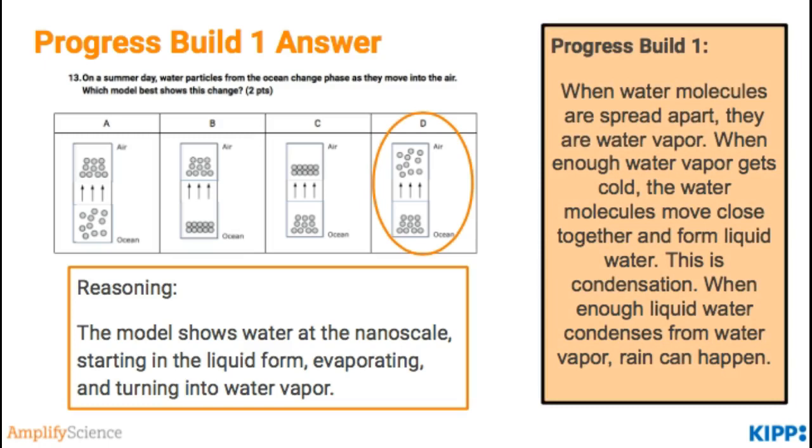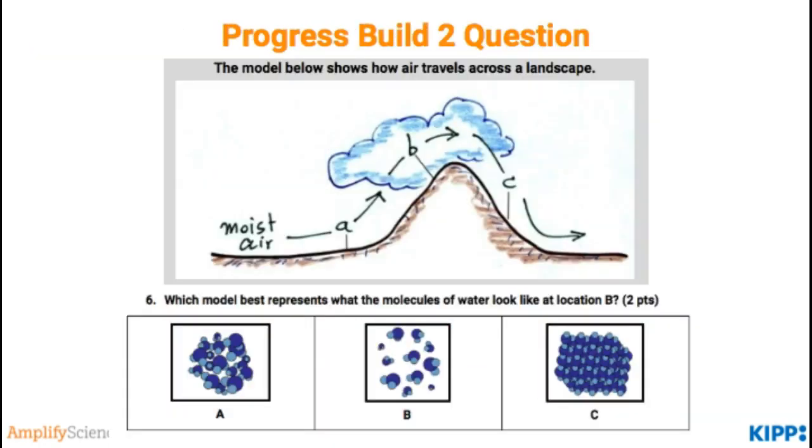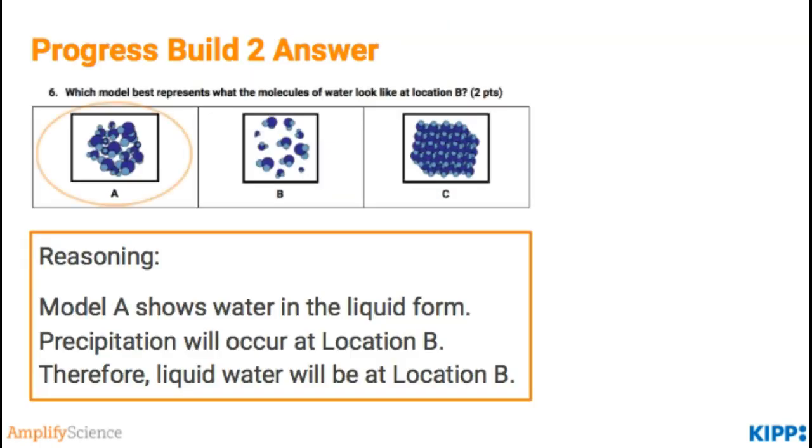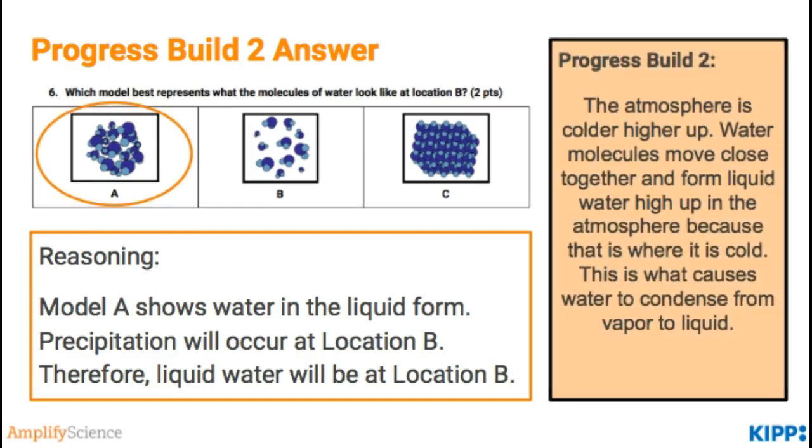Progress Build 1 wants students to understand that when water molecules get warm, they spread apart and turn into water vapor. Progress Build 2 questions look like this. Use a model to help you answer the question, which model best represents what the molecules of water look like at location B? And the answer is A. Progress Build 2 wants students to understand that not only is condensation happening at location B, but condensation means that the water vapor is turning back into liquid water.